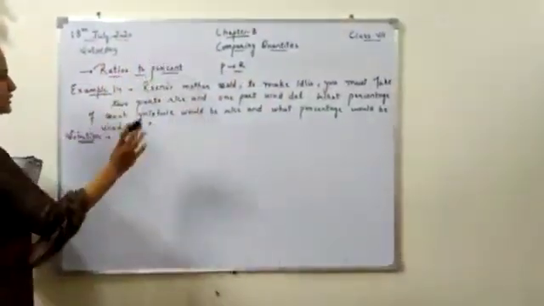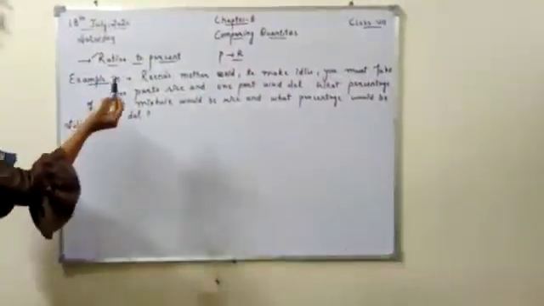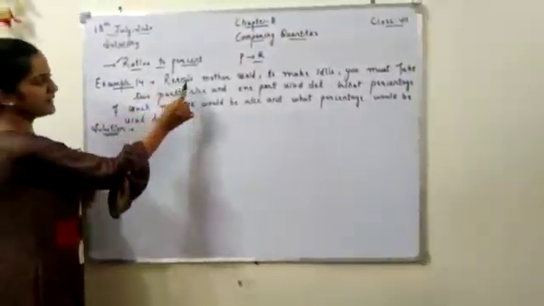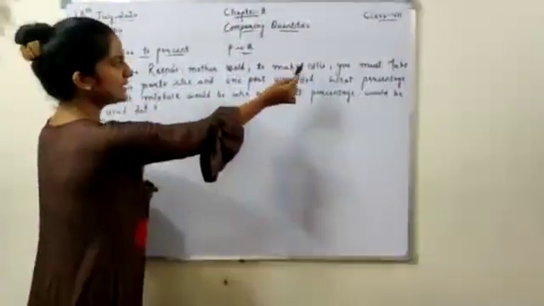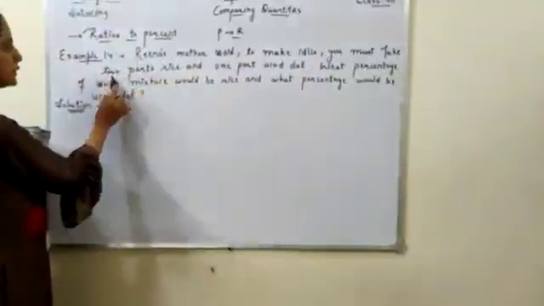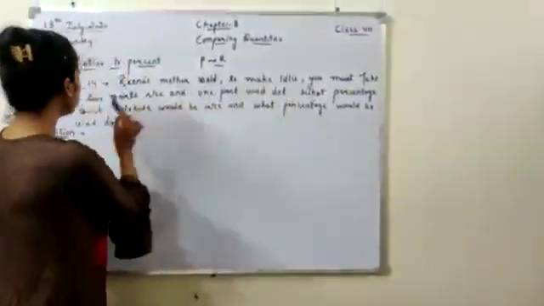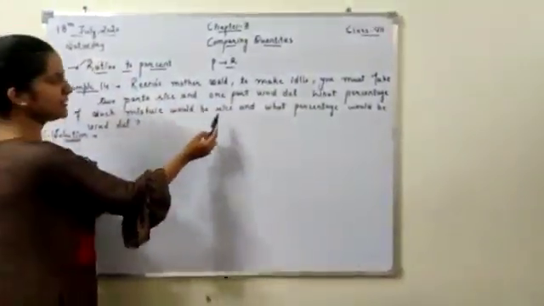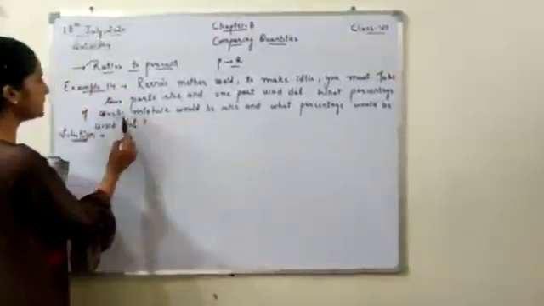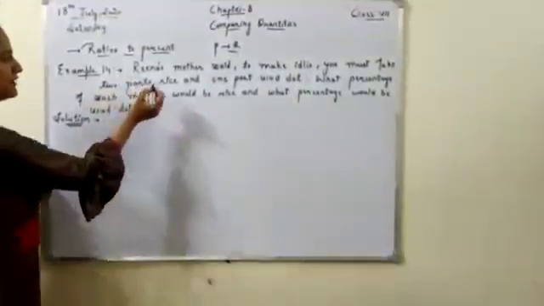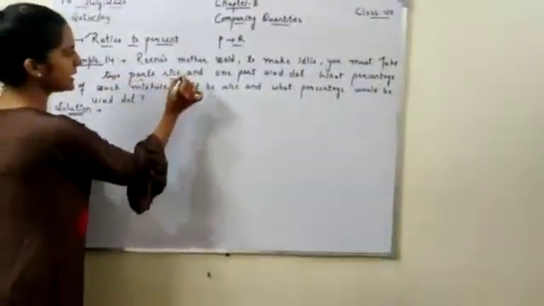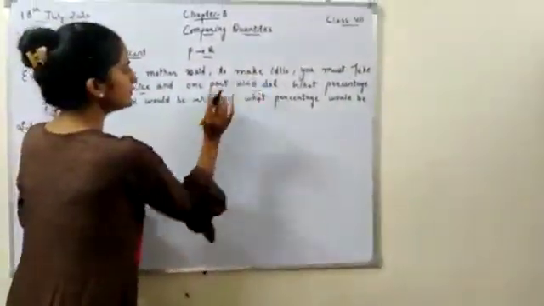to percentage. So let's start with the example and the statement is: Reena's mother said to make idlis, you must take 2 parts of rice and 1 part of urad dal. What percentage of such mixture would be rice and what percentage would be urad dal? See, here we have a ratio. 2 parts of rice and 1 part of dal.